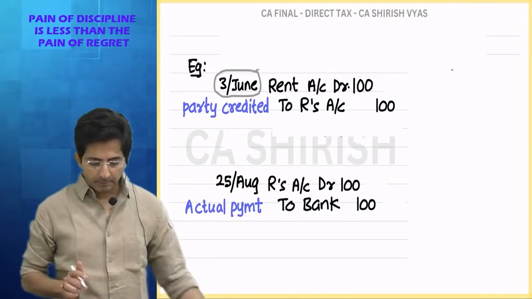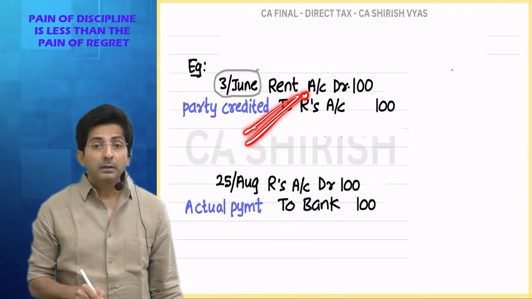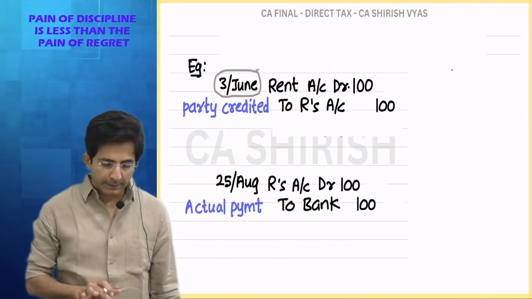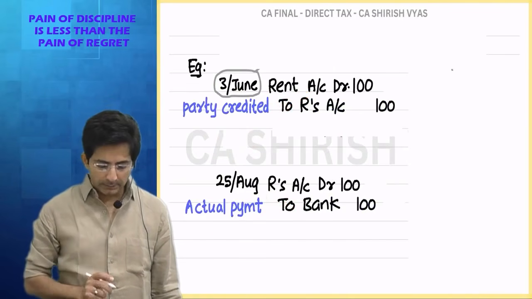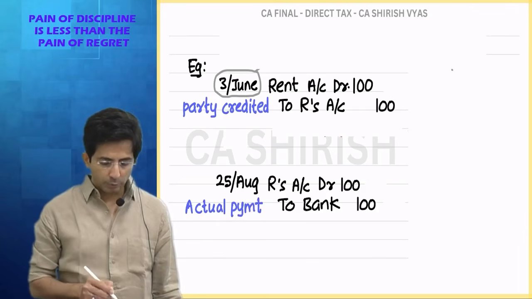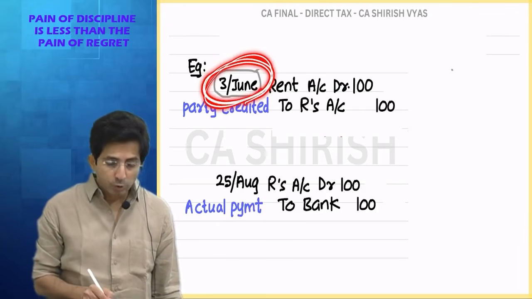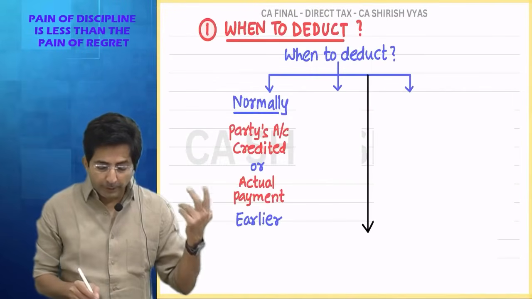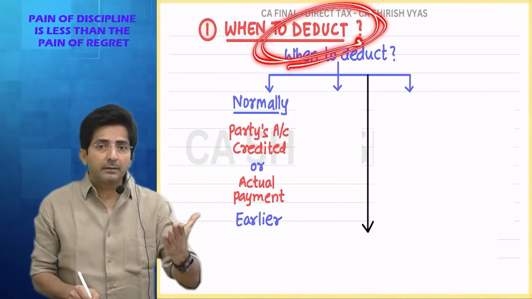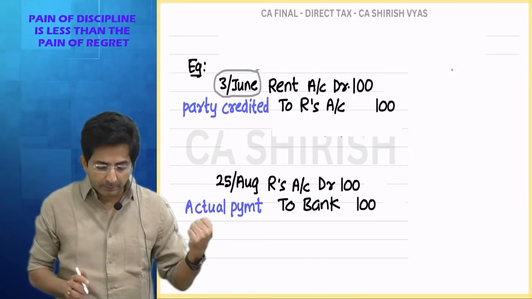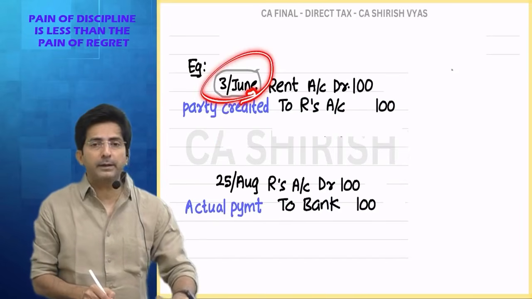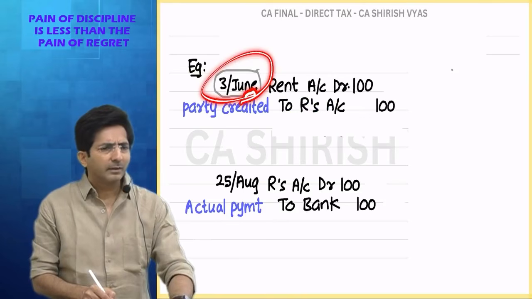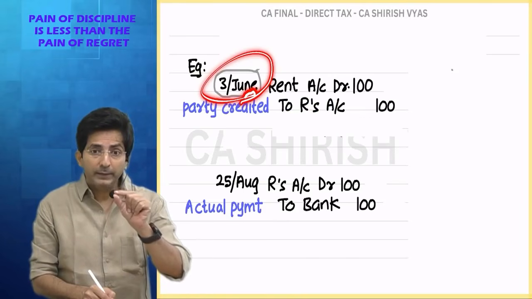Okay, so see here. Party's account credited on 3rd June. Actual payment on 25th August. Now we have to select whichever is earlier. So what is earlier, August or June? June. So on 3rd June I have to deduct TDS. See, this is the rule for when to deduct. So answer, when to deduct: on 3rd June I have to deduct. Now tell me, deduct means what I have to do? I have to create a liability of TDS.